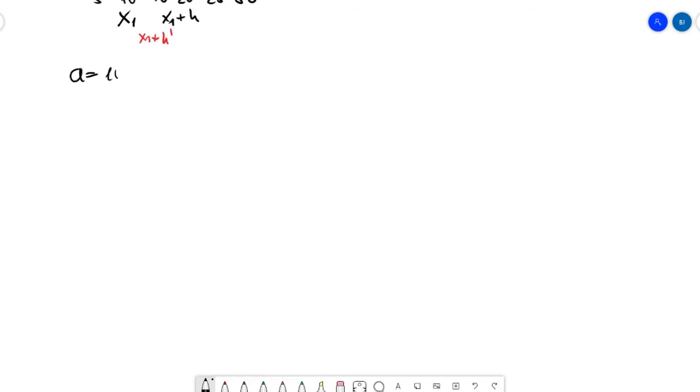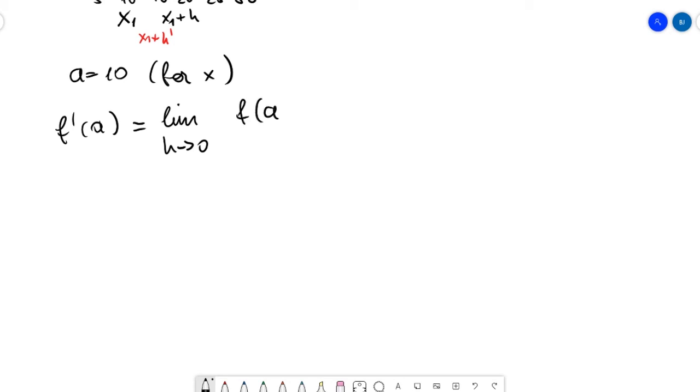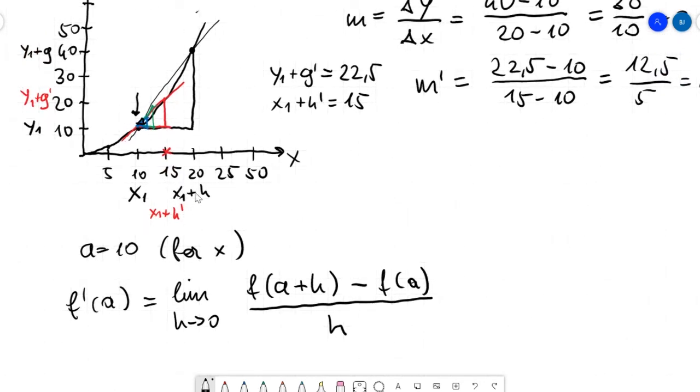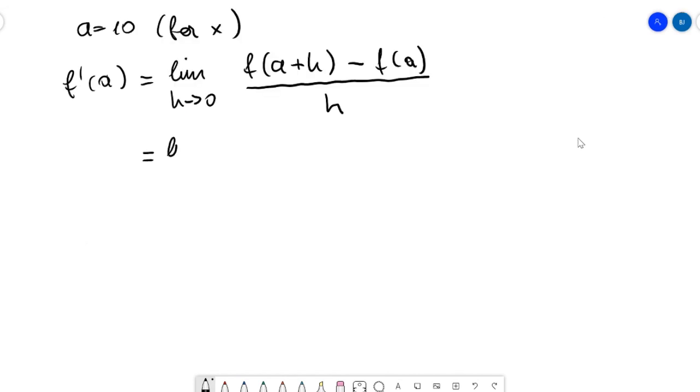So let's say we want to have it at the point a equals 10 for x. We can write the derivative at a, which is 10, equals the limit, as h goes to 0, of f of a plus h minus f of a, divided by h. h is the value we add to x1. For instance, here it would be 10, here it would be 5, and so on. Plugging in the value of 10, we have the limit as h goes to 0 of f of 10 plus h minus f of 10, divided by h.